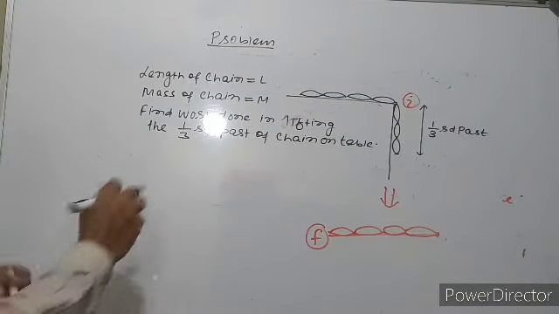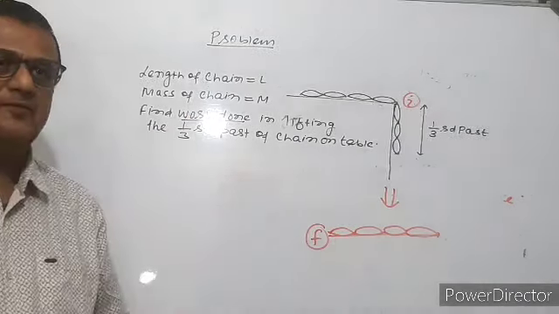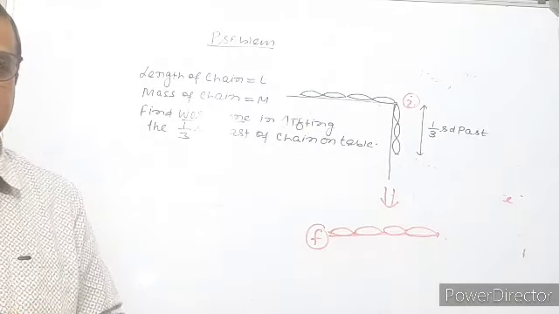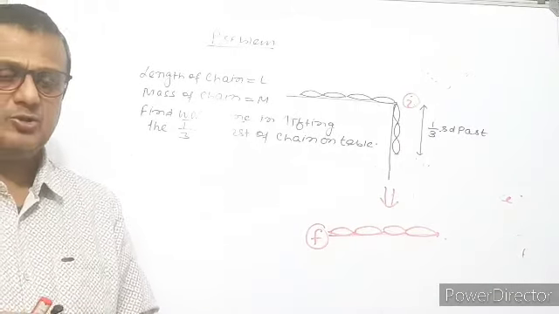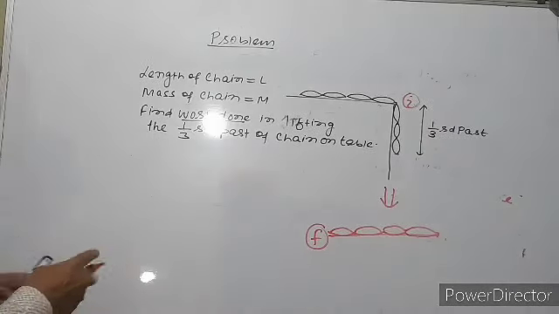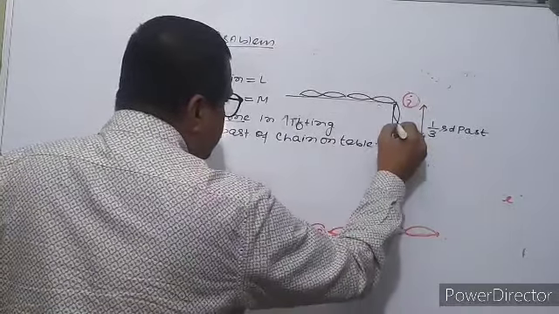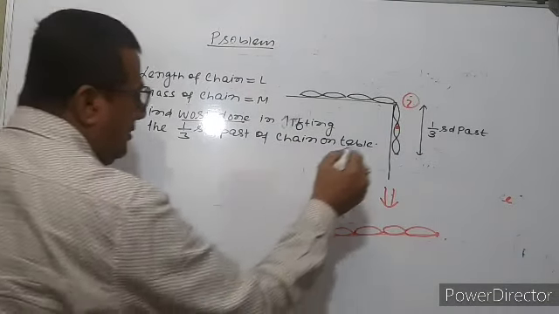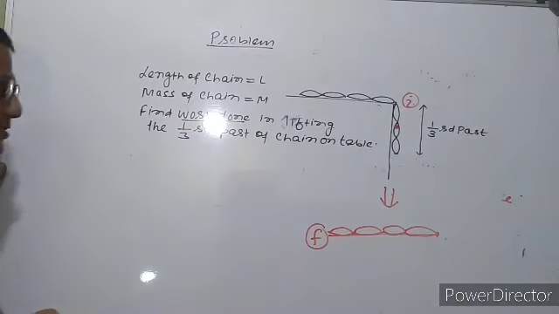So, we have to find the work done. We have the formula, work done is equal to final potential energy minus initial potential energy. Final potential energy minus initial potential energy is equal to minus of work done. So first of all, we see this chain. This is the long chain. Certainly this chain will have some center of mass, and it is supposed that whole mass of the chain is concentrated at the center.